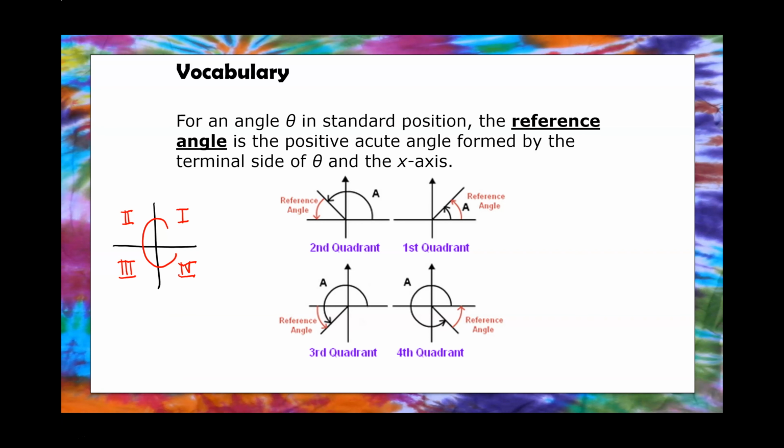So looking over here, let's read this. For an angle theta in standard position, the reference angle is the positive acute angle formed by the terminal side of theta and the x-axis. Okay, well, where's the x-axis? This is just review from Algebra 1. The x-axis is right here. Here, the x-axis is here. X-axis here and here. So the reference angle is from the terminal side right here to the x-axis. From the terminal side right here to the x-axis.